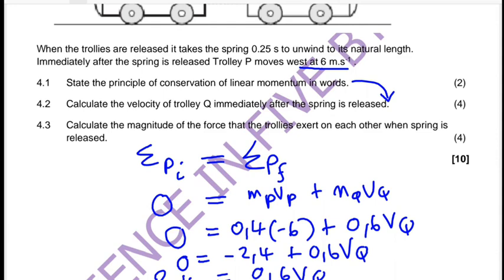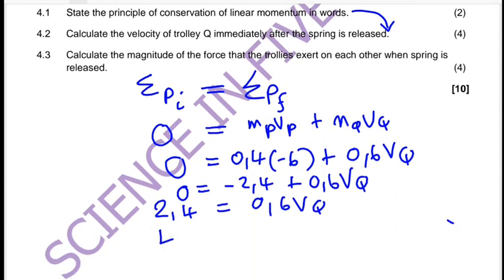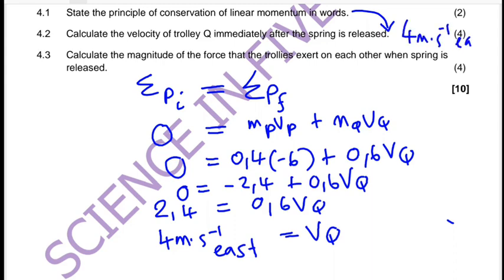Now, what is V_Q going to be? 4 meters per second. In which direction? East, because it's a positive number. So let's put there 4 east. The next question says calculate the magnitude of the force that the trolleys exert on each other when the spring is released.